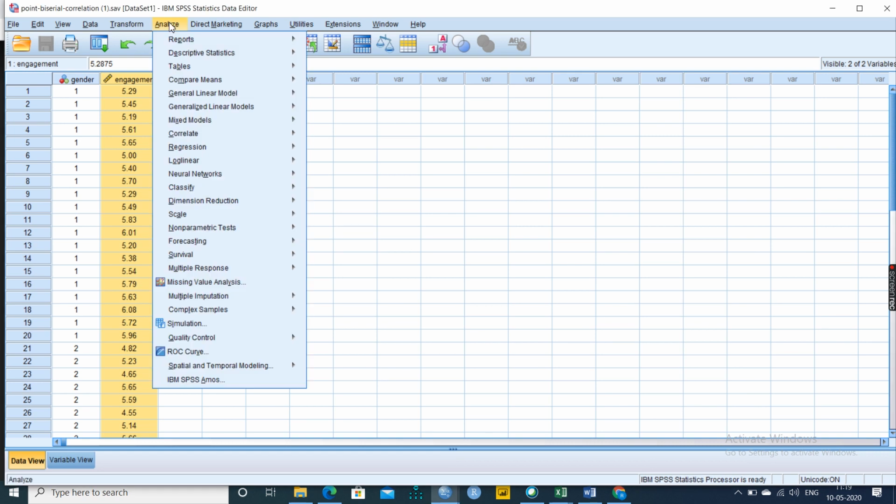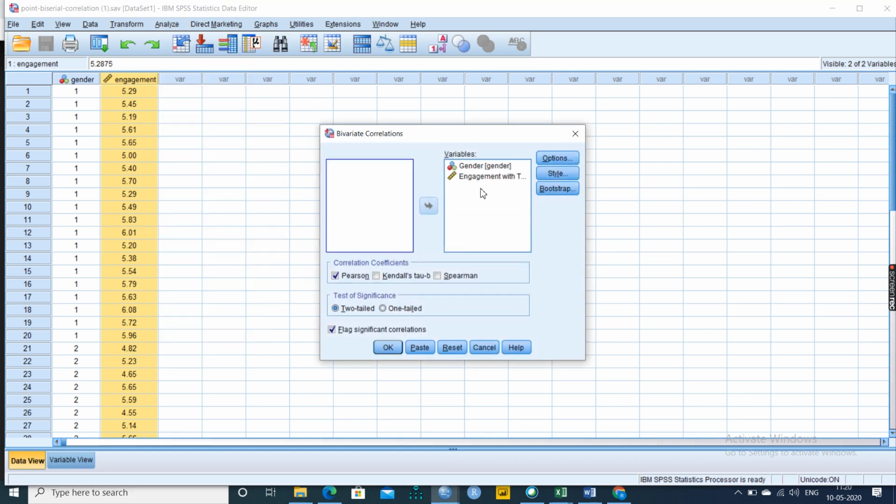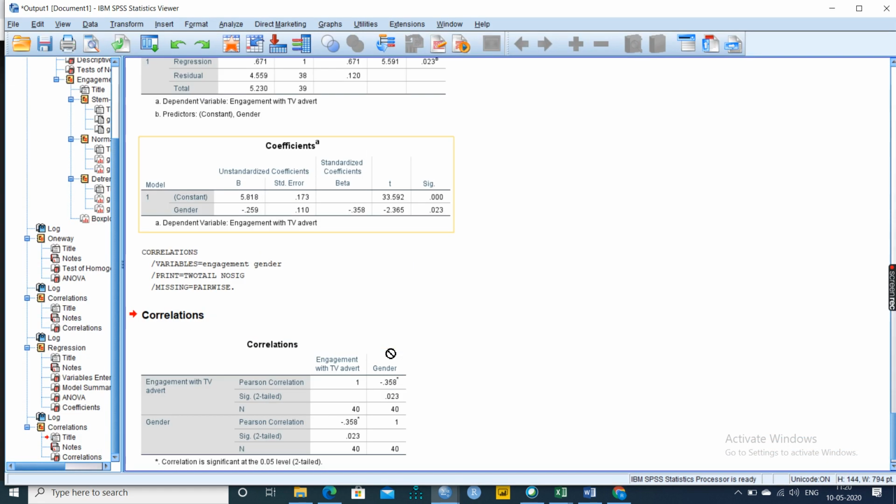We have to go to Analyze, go to Correlate, Bivariate, and we have to take these two inside. Actually they are outside, so we have to push these two variables inside the variable box. Then Pearson is the default function, you keep it as such, give OK. So we'll get the output.